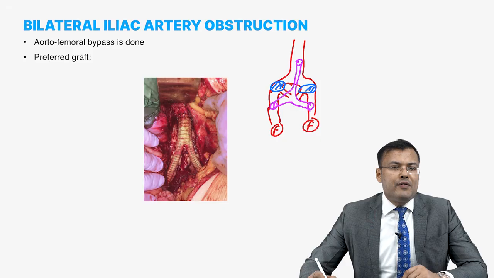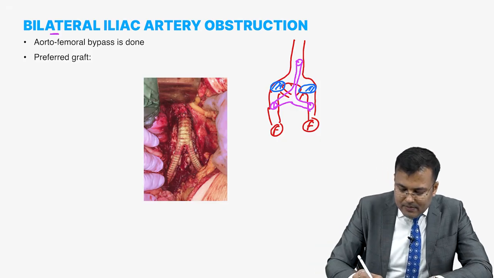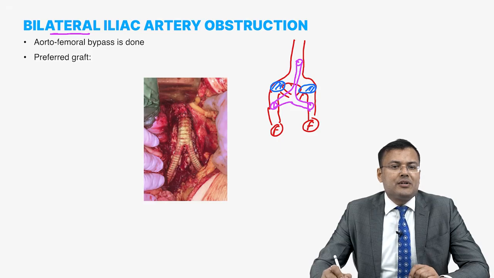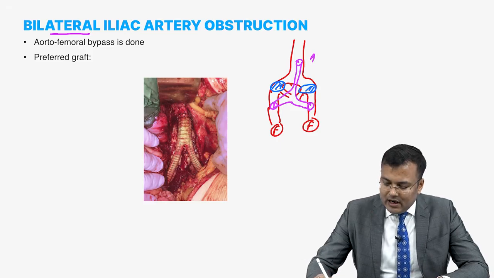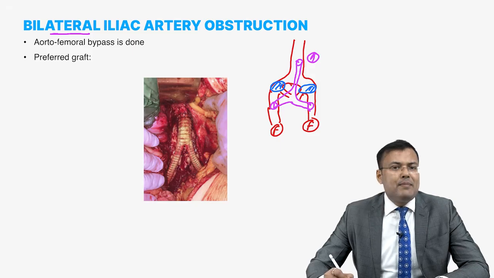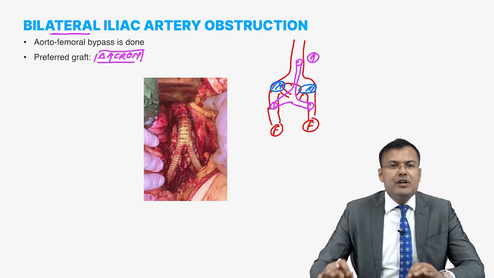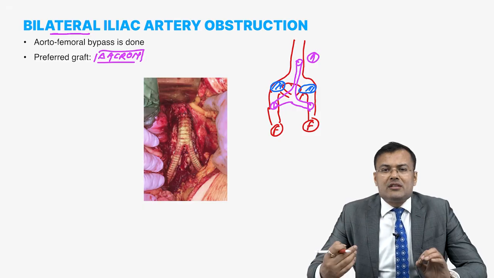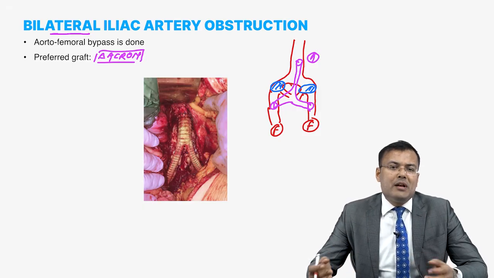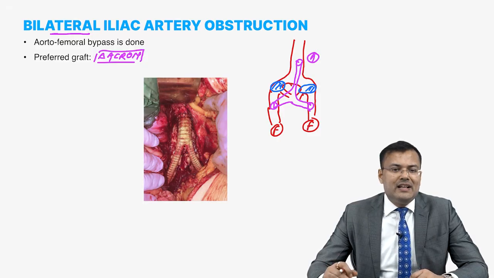This is aortofemoral bypass. So for bilateral iliac artery obstruction, we are going for aortofemoral bypass. And you know what is the preferred graft? Dacron. So remember, for aortic bypass, for aortic reconstruction, for suprainguinal bypass, the preferred graft is Dacron.